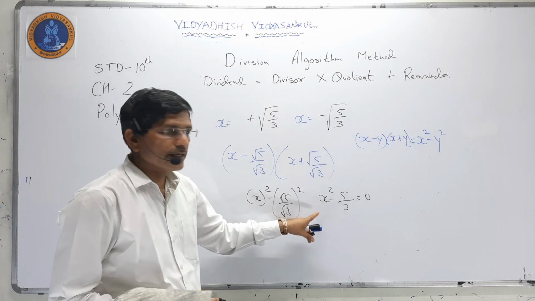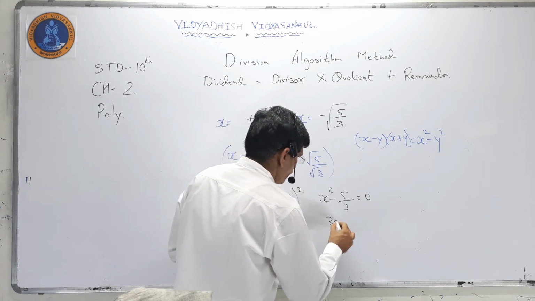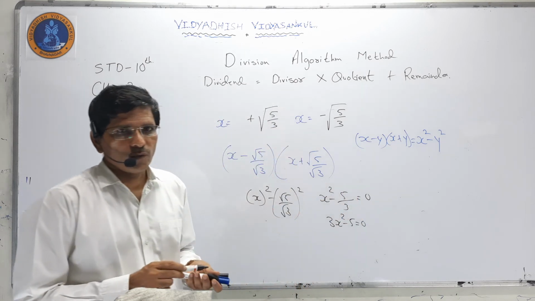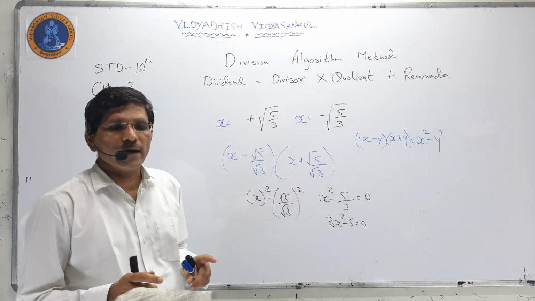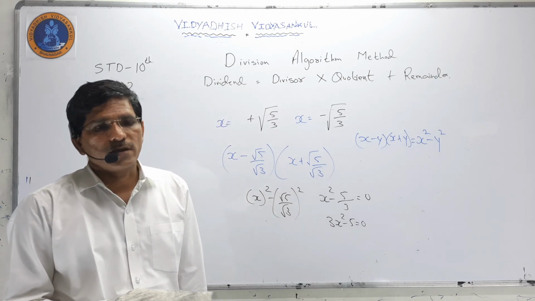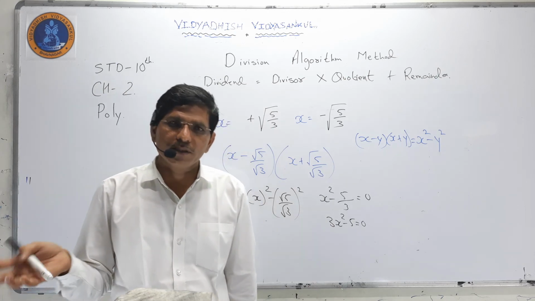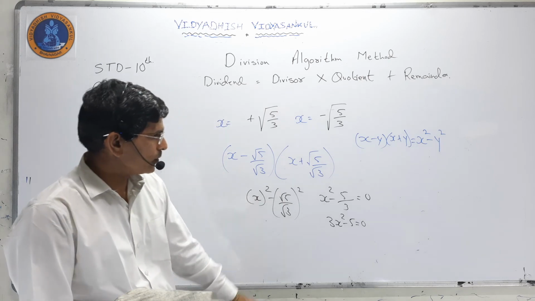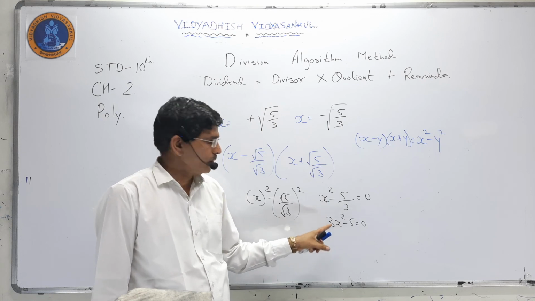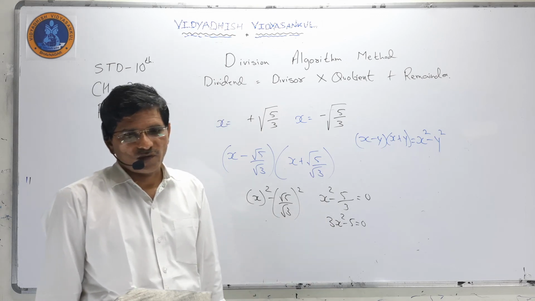So I have to shift this here. So 3x square minus 5 is equal to 0. So we have to divide by 3x square minus 5. That is question number 3. Obtain all other zeros. So what do I have to write? The question is in a format that we have to convert into 3x square minus 5.